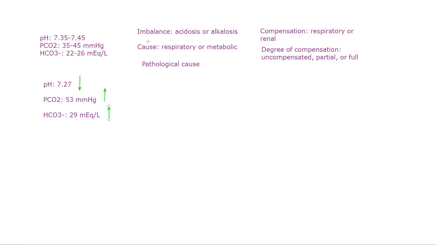Okay, so now our first thing that we want to do is look to see, is it acidosis or alkalosis? Well, because the pH is below normal, then we know that this is going to be acidosis. Let me put that in a different color. So I'm just going to write that in. So it's below normal range.